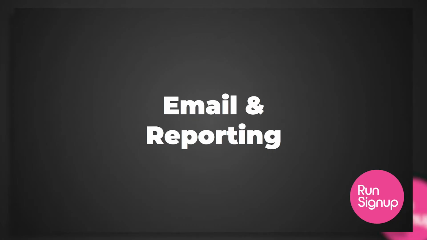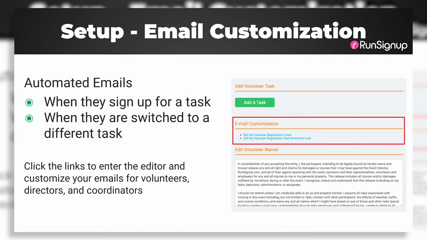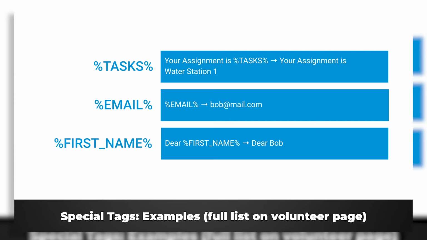Now to our email and reporting. With our email setup, anybody that registers as a volunteer is going to receive an email including their task. If a task is changed by a task coordinator or the race director, they are also going to receive an email. And just like in the RunSignup registration, you can go in and customize those emails if you'd like. Otherwise, they're just going to be the standard email that we have.